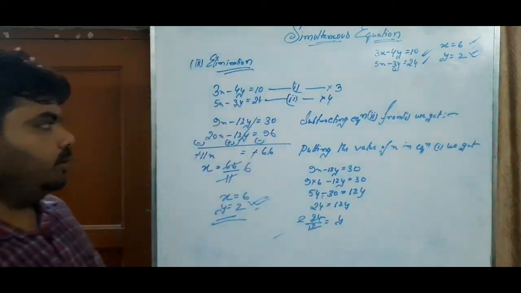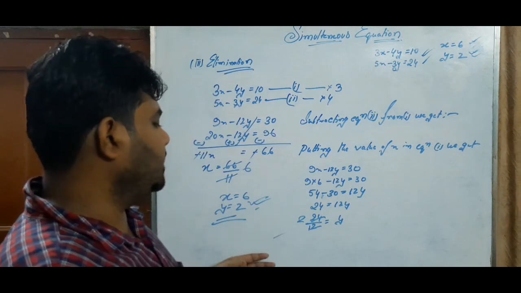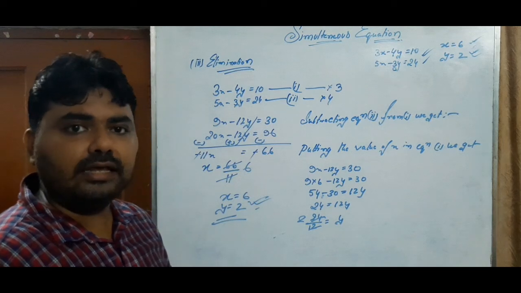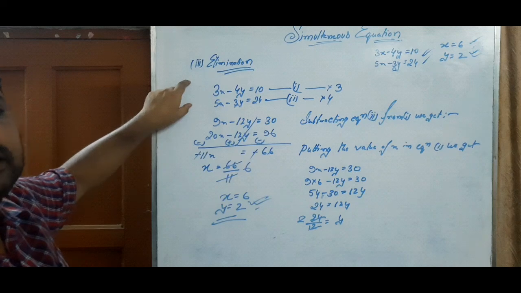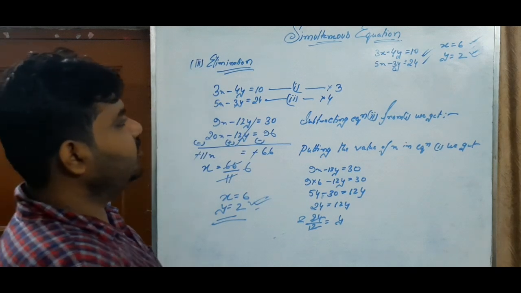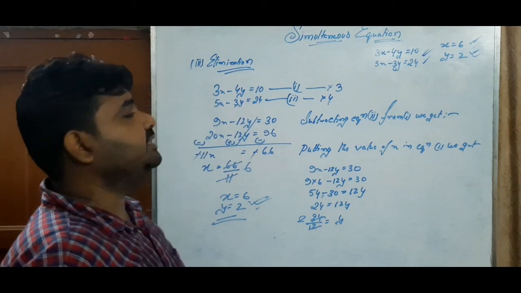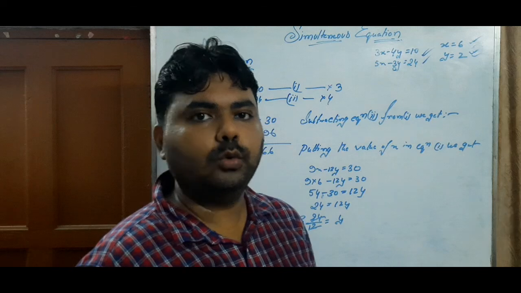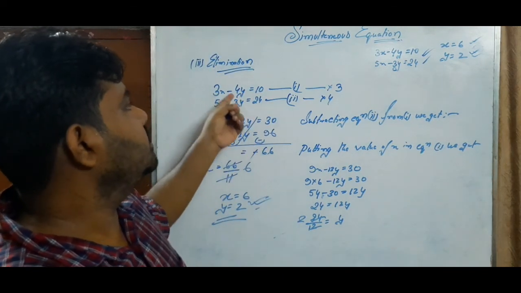So with the help of the three methods, we are getting the same answer. So we can solve the equation with any method. Now again, elimination means to eliminate any variable. So if we want to eliminate y, we will have to make sure that the coefficient of y in both equations should be the same or equal. Now if it is not equal, we have to multiply the equations simultaneously.